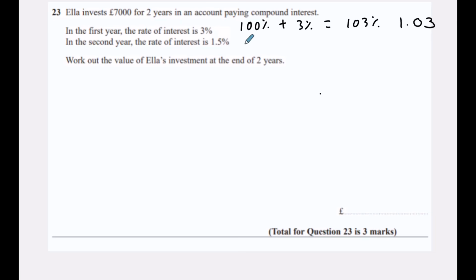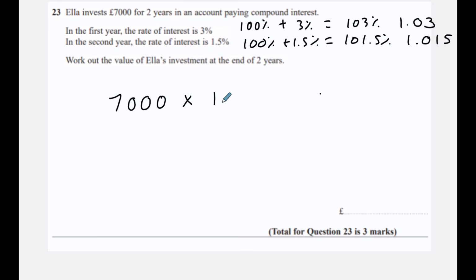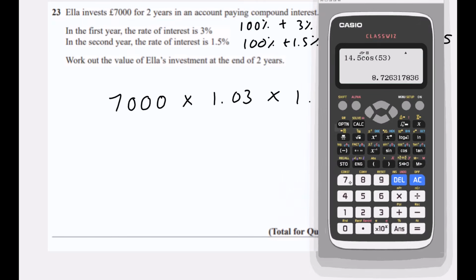To add on 1.5%, again, the same thing. The calculation will be times by 1.015. So the quickest way of doing this will be 7,000 times 1.03 to add on 3%, then times by 1.015 to add on 1.5%, and that will be the end of the 2 years. So 7,000 times 1.03 times 1.015 gets us to £7,318.15.